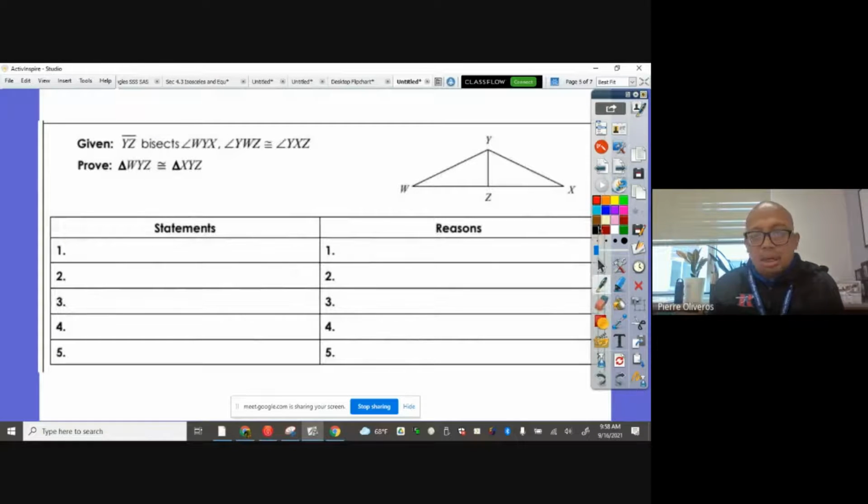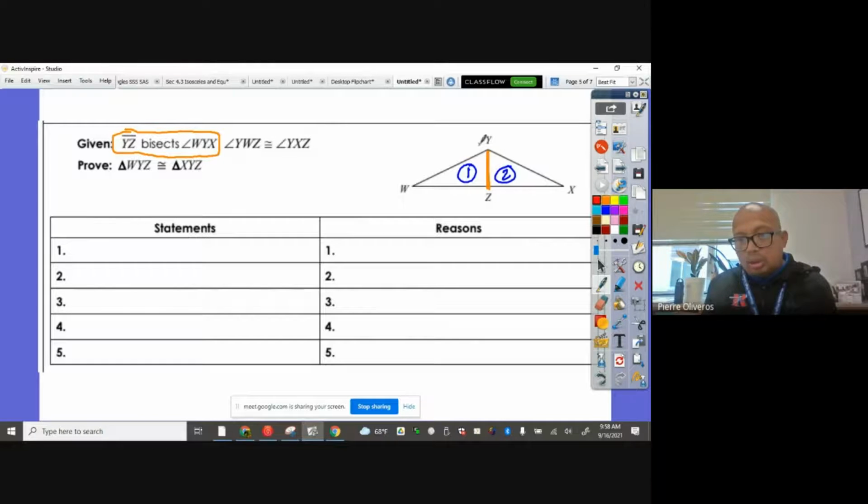Let's write the example here. YZ bisects angle WYX, and angle YWZ is congruent to angle YXZ. That's a given. And you're trying to prove that triangle WYZ is congruent to triangle XYZ. So you're trying to prove that triangle 1 is congruent to triangle 2. But we know, just planning for purposes of an overview, that YZ bisects angle WYX. This is the bisector.